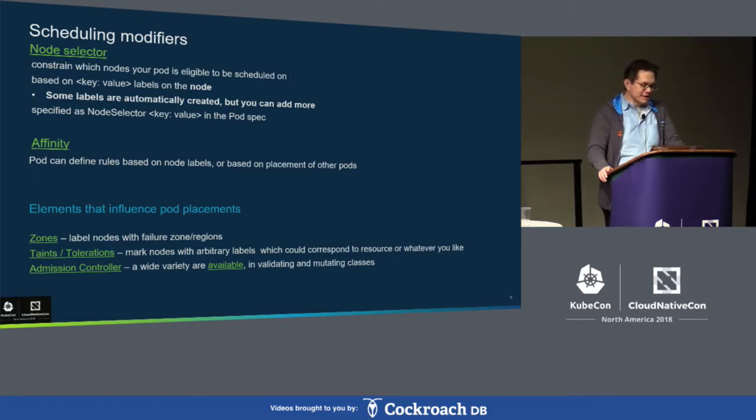So there are scheduling modifiers that can affect this. The first one is a node selector. This is based on key value labels you put on the worker nodes themselves. Some of these are automatically created, but if you want to, you can annotate the nodes with your own for whatever purposes you might have.